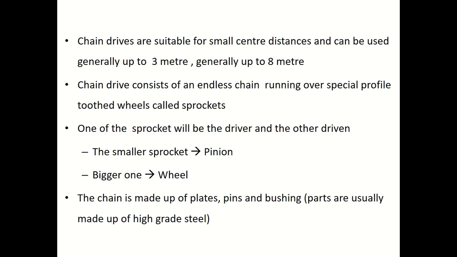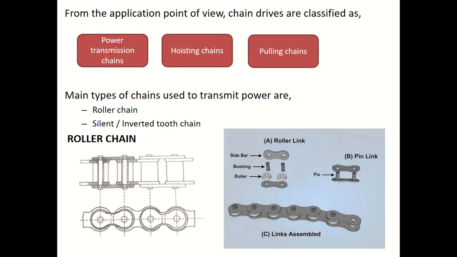The chain is made up of plates, pins and bushing, and what material is used for making it? The parts are usually made of high grade steel. From the application point of view, the chain drives are classified as power transmission chains, hoisting chains and pulling chains. The main types of chains used to transmit power are of 2 types: one is roller chain, and the other is silent or inverted tooth chain. Let's see what is meant by roller chain. Here a schematic diagram is given, and on the right side an actual diagram is given.